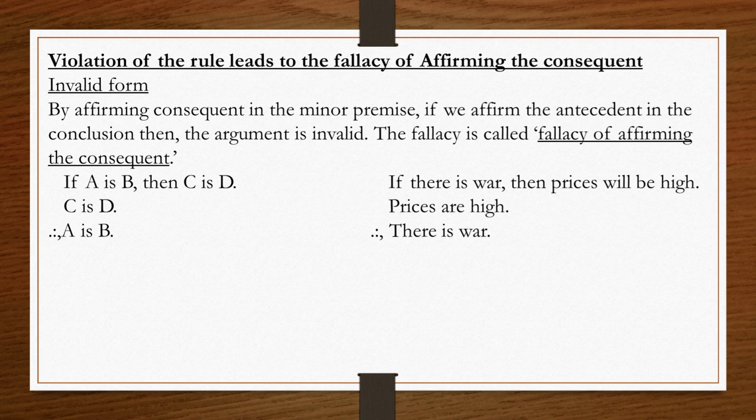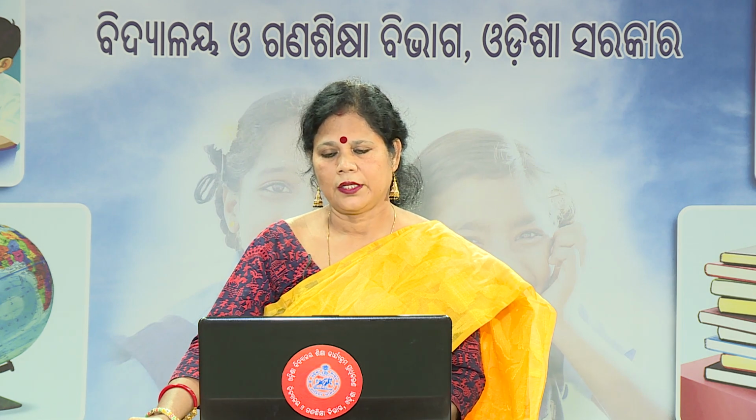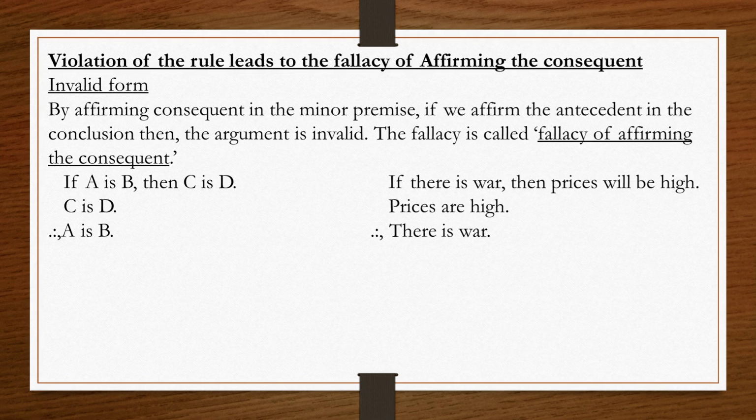Now, let us see the concrete example. If there is war, then prices will be high. Prices are high, therefore, there is war. So, here you see there is war is your antecedent and prices will be high is your consequent.